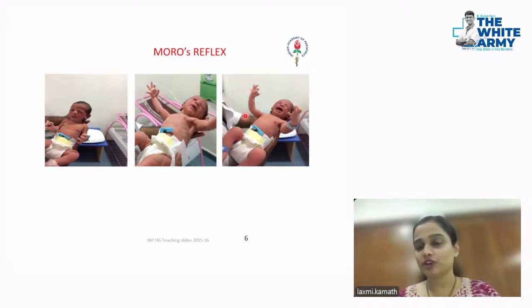Then this is followed by an embrace equivalent or a hug equivalent, wherein there is adduction and flexion of the upper arm, and then followed by a cry. So 1 and 2 are the first 2 components, that is extension and abduction, followed by opening of the hands. Adduction and flexion is 3 and 4. The fifth component is the cry. If all these 5 components are there, then we call it a complete Moro. A complete Moro comes only at term gestation, that is more than 37 weeks of gestation.